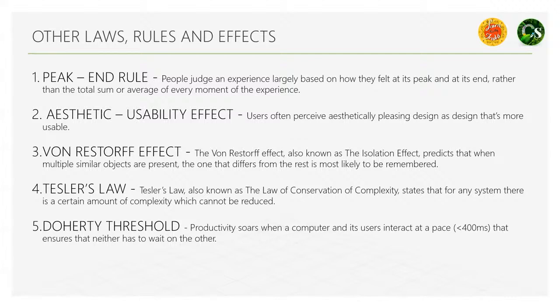The fifth one, Doherty Threshold. Productivity soars when a computer and its users interact at a pace which is less than 400 milliseconds. That ensures that neither has to wait for the other. So basically, both the computer and the user are working at more or less the same speed.